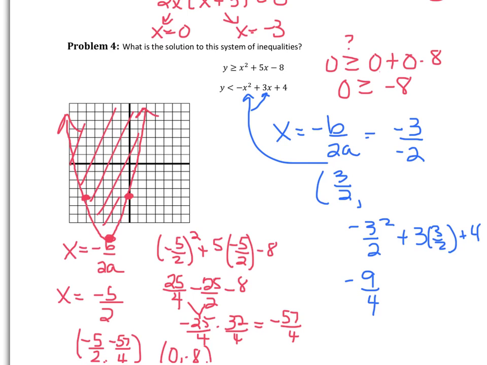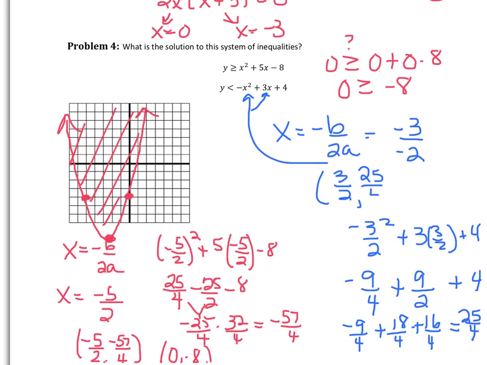Notice it's -9/4. That negative is outside of the x squared. We're taking the opposite of 3/2 squared. So -9/4 plus 9/2 plus 4. And I'm going to switch them all to denominators of 4. So I got negative 9 fourths plus 18 fourths plus 16 fourths. And that would equal, as we clean it up, positive 25 fourths. So the vertex for this one is (3/2, 25/4).